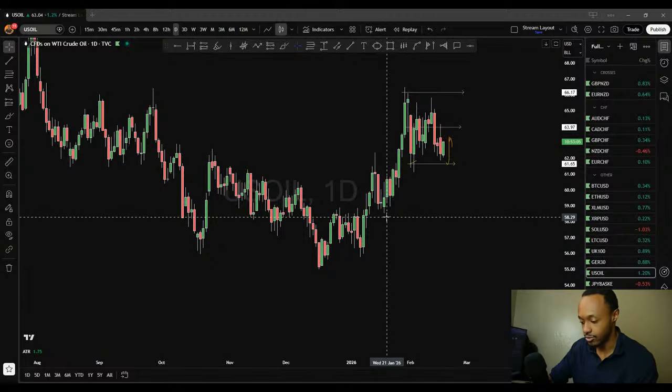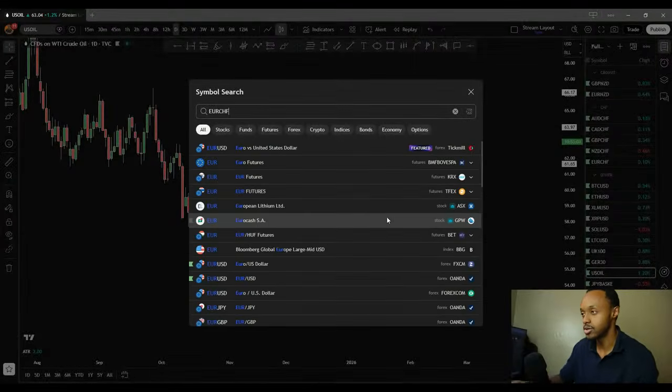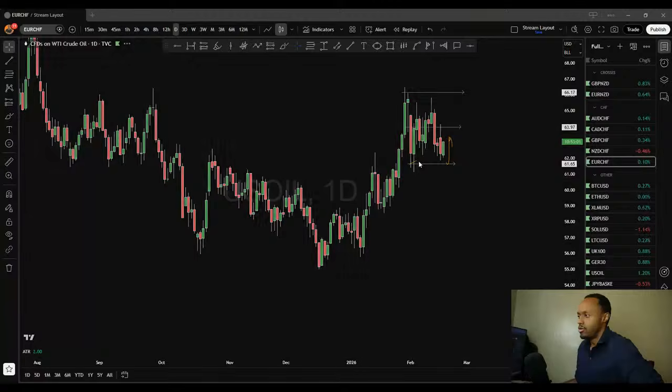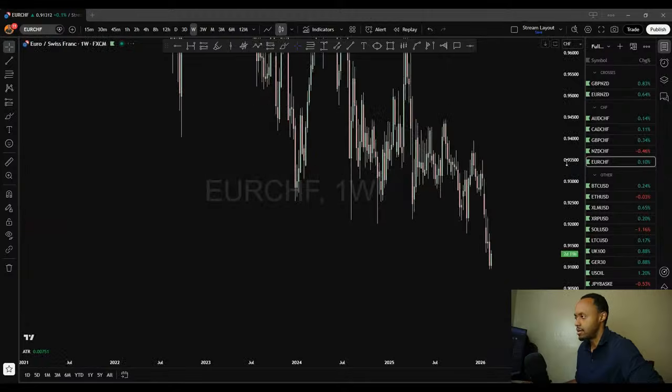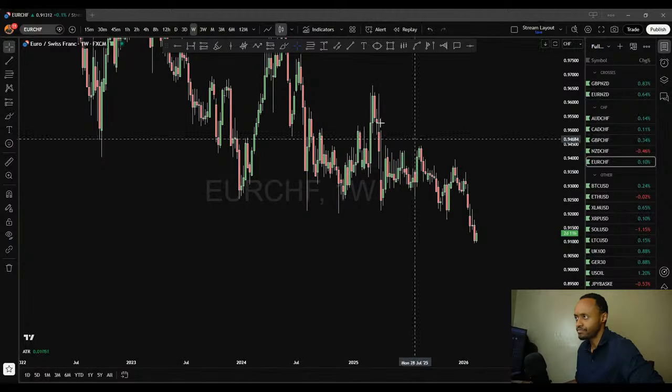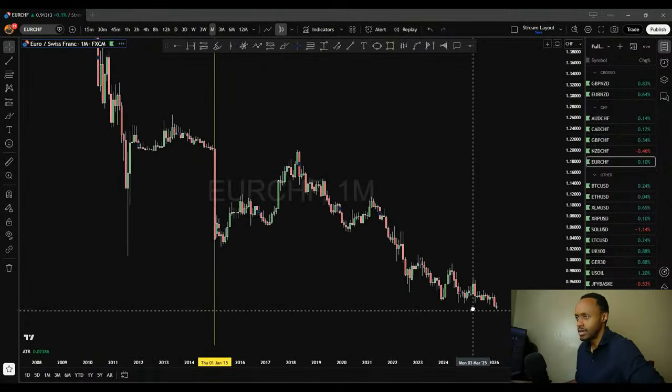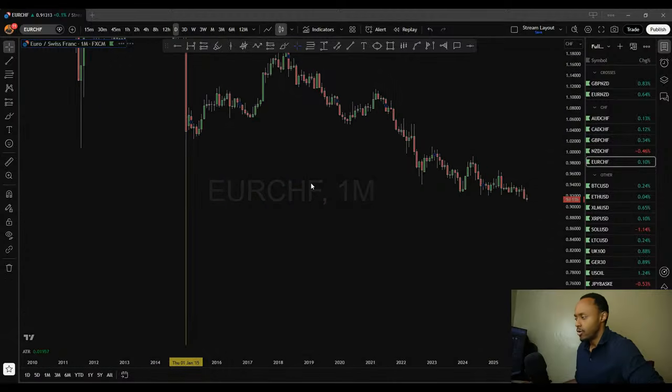Okay, so let me go through Euro Swiss. Haven't really been looking at this pair a lot, I must admit. I'm pretty sure we're at all-time lows, aren't we? Yes, we are. So what's the play here?